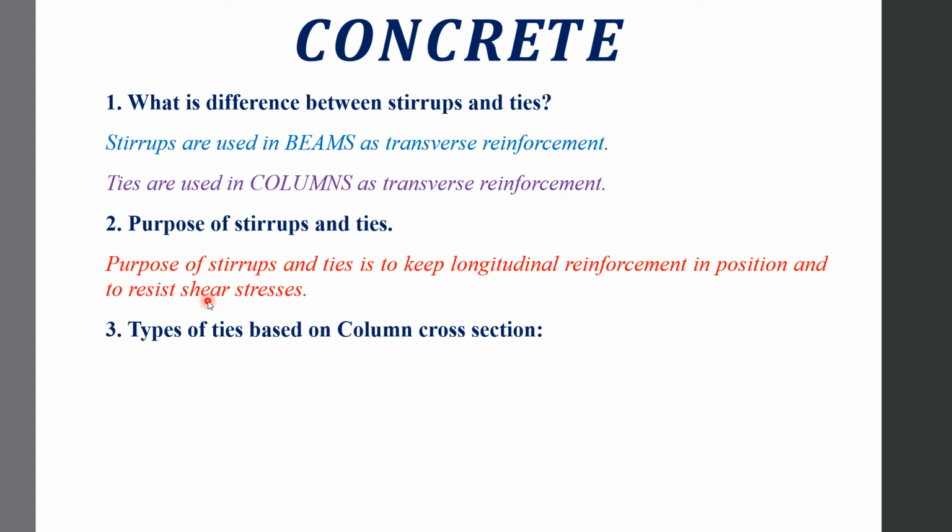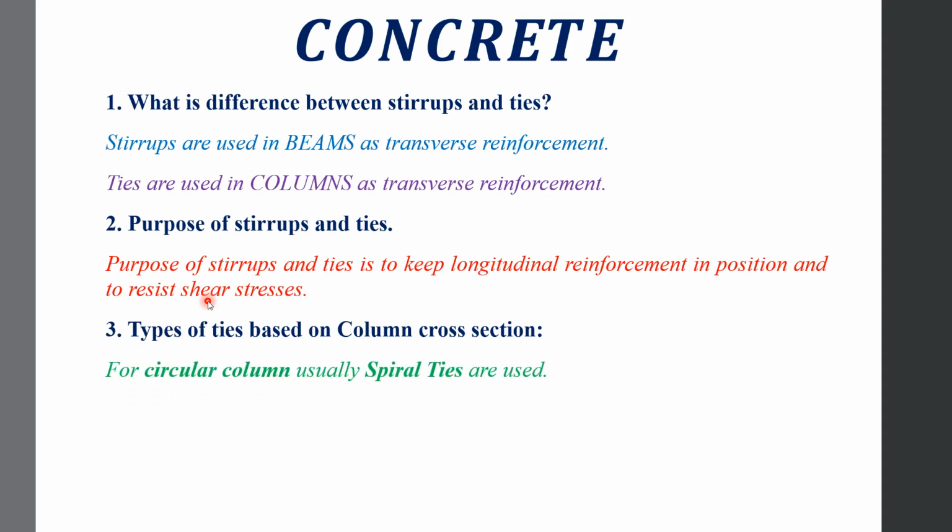So the third point is the types of ties based on column cross section. Columns are mostly in two or three cross sections. They may be more than three cross sections. They may be trapezoidal. They may be in any cross section depending upon the choice. But here I am going to discuss mostly used column cross sections, which are circular and square or rectangular. So for types of ties based on column cross section, I have divided this in two types.